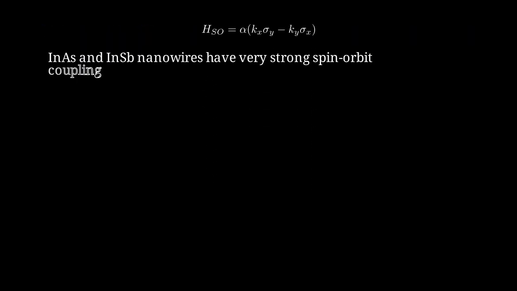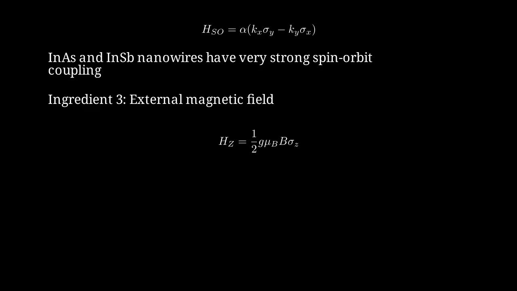Indium arsenide and indium antimonide nanowires are preferred because they have exceptionally strong spin-orbit coupling, with alpha around 0.2 electron-volt angstrom. Third, we apply an external magnetic field parallel to the nanowire to break time reversal symmetry. The Zeeman term is 1/2 g mu B times magnetic field B times sigma z, where g is the Landé g factor and mu B is the Bohr magneton.